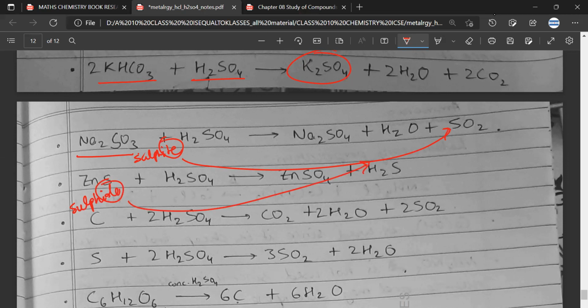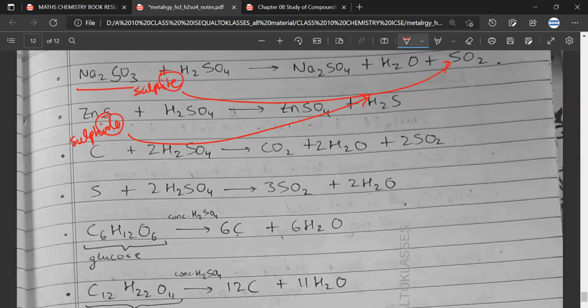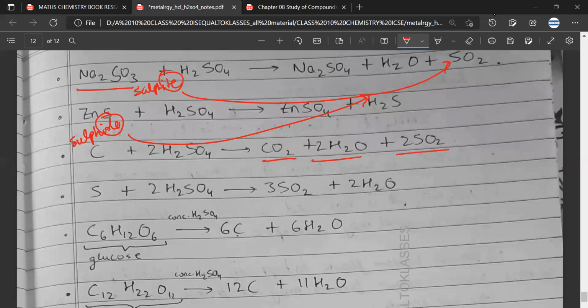And then we have carbon and sulphur. So, if you add both of these elements to dilute H2SO4, it results in the production of CO2, water and SO2, and S plus H2SO4 gives 3SO2, sulfur dioxide plus water.